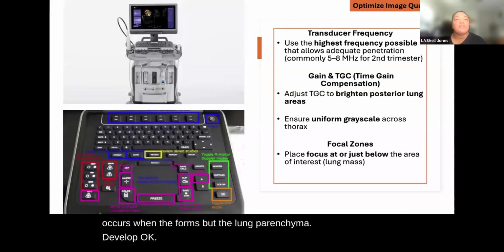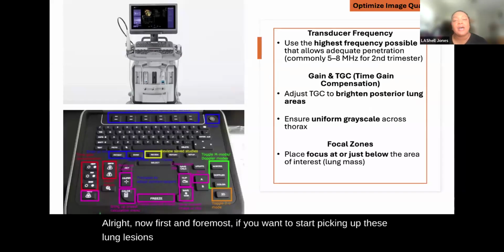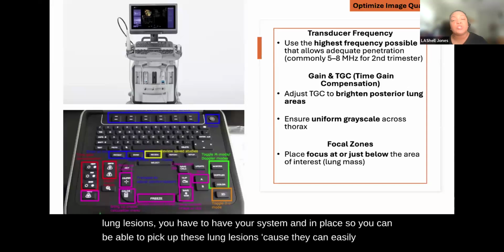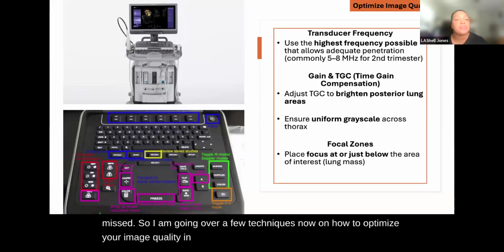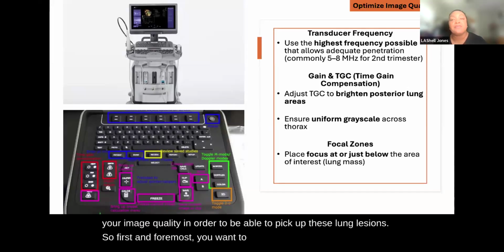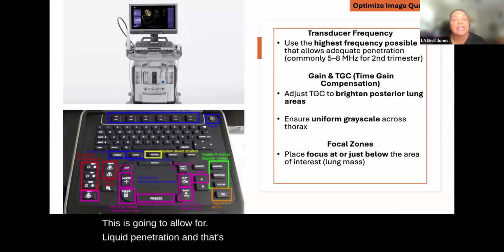All right. Now, first and foremost, if you want to start picking up these lung lesions, you have to have your system in place so you are able to pick up these lung lesions, because they can easily be missed. So I am going over a few techniques now on how to optimize your image quality in order to be able to pick up these lung lesions. So first and foremost, you want to start with a high frequency. Okay, this is going to allow for adequate penetration. And that's commonly 5 to 8 megahertz in your second trimester.